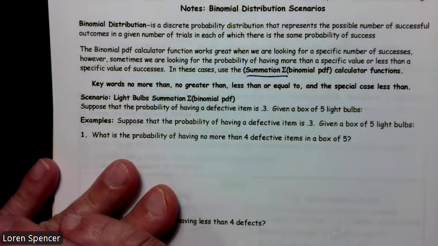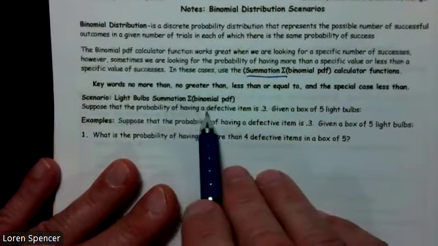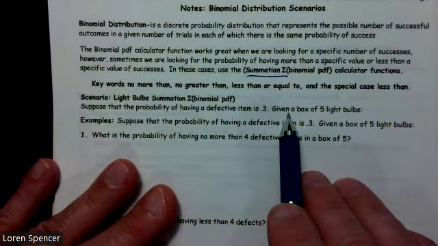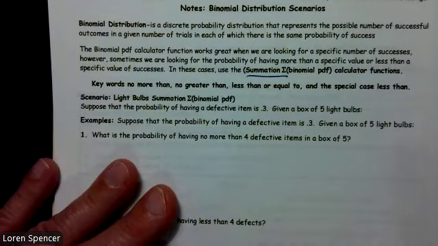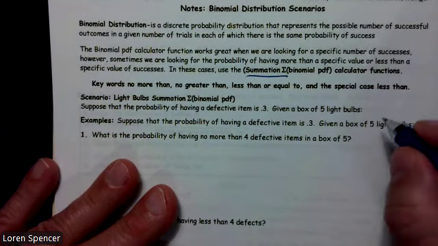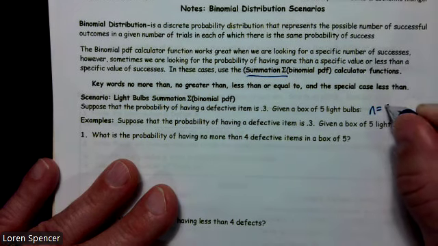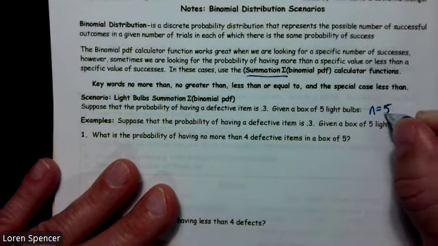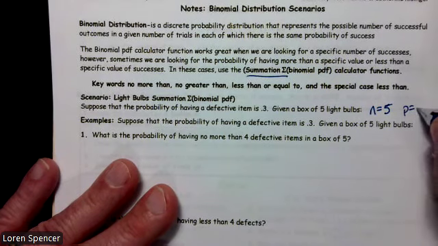I'm going to keep working with the same scenario as before. In our previous video, the probability of a defective item, a defective light bulb, is 0.3, given a box of 5 light bulbs. So once again, we have a sample size, or trials, of 5. That's our population size or group size. And our probability is still 0.3.